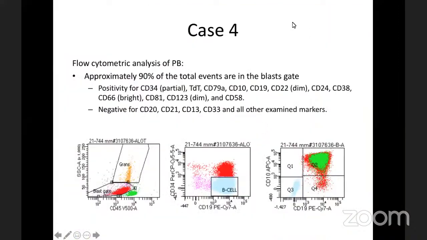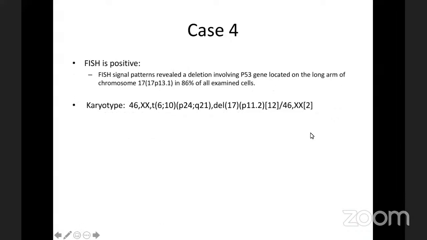So the flow cytometry shows 90% events in the blast gate. They are CD34 partial positive with TdT, and CD10, 19, 22, 24, 38, 66, 123, 81 positive, and 58 negative, CD4, 20, 21, 13, 33, and all other examined markers negative. So this is a B-lymphoblastic leukemia. The patient has translocation 6;10 and deletion of P53.